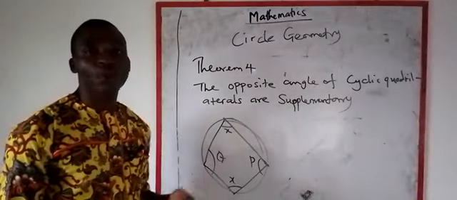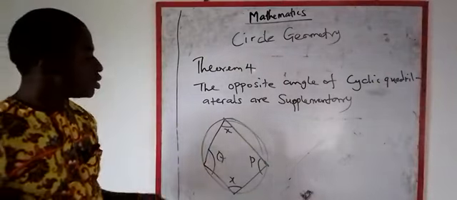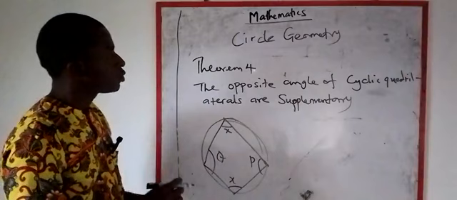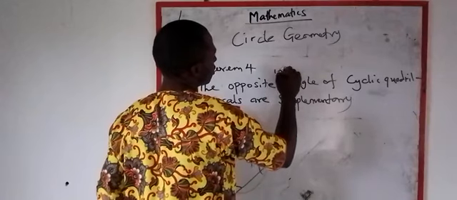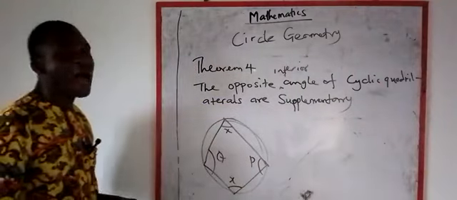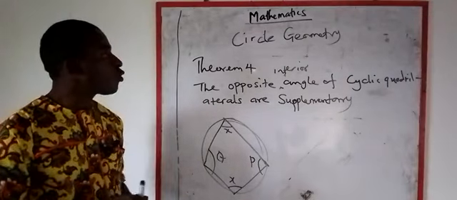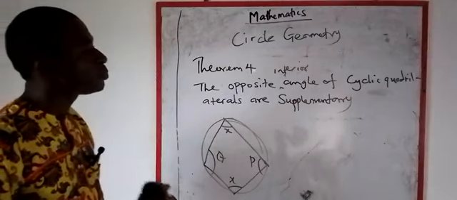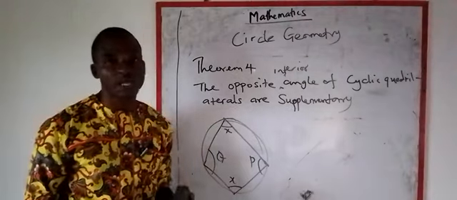This is one of the circle theorems that you are seeing there. What this theorem tells us is that the opposite interior angles of a cyclic quadrilateral are supplementary. Opposite interior angles of a cyclic quadrilateral are what? They are supplementary. What do we mean by supplementary angles? Supplementary angles are two angles that will sum up to give us 180 degrees.